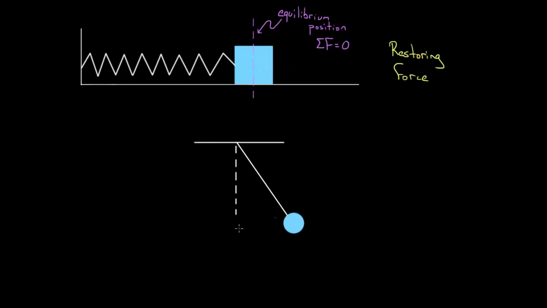Same for the pendulum. If I pull the pendulum to the right, gravity is the restoring force, and tries to bring it back to the left. But if I pull the mass to the left, gravity tries to pull it back to the right. Always trying to restore this mass back to the equilibrium position. That's what we mean by a restoring force.